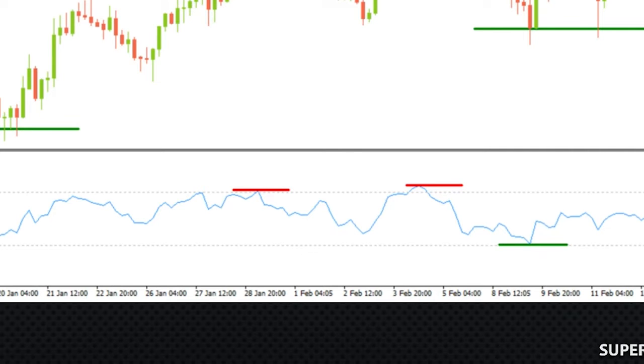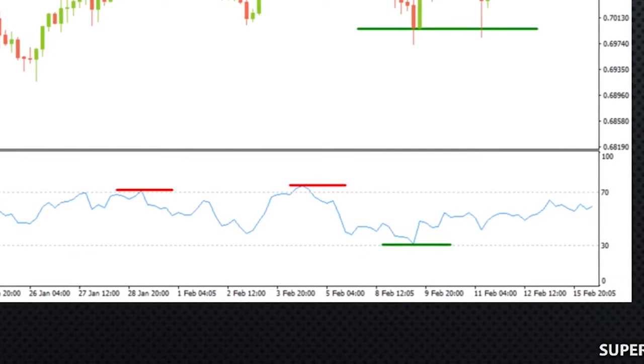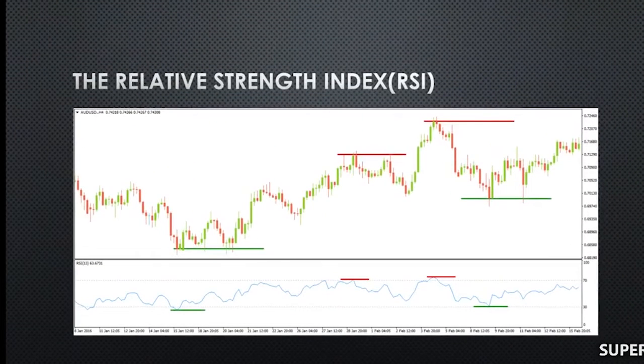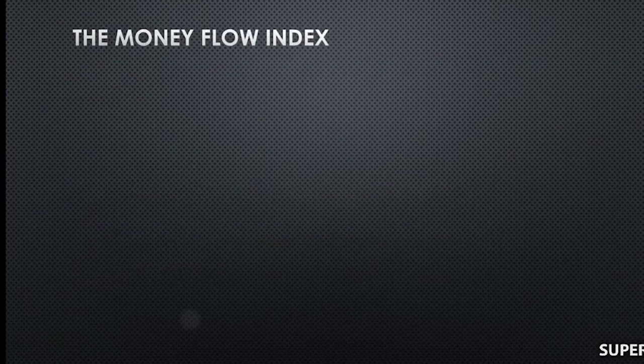Likewise, if the RSI approaches 30, a stock is considered oversold and we should consider buying. Okay, so this is about the relative strength index, and the next one is the money flow index.